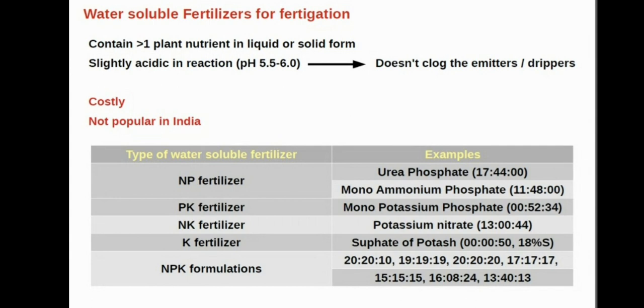Some examples by type of fertilizer: NP fertilizers, that is nitrogen and phosphorus fertilizers, urea phosphate 17-44-0, mono ammonium phosphate 11-48-0. PK fertilizer, mono potassium phosphate 0-52-34. NK fertilizer, potassium nitrate 13-0-44. K fertilizer, sulfate of potash, with 18% sulfur, can be used. This is important. NPK fertilizer 19:19:19 is a very important fertilizer used in many horticultural and agricultural operations during drip irrigation.